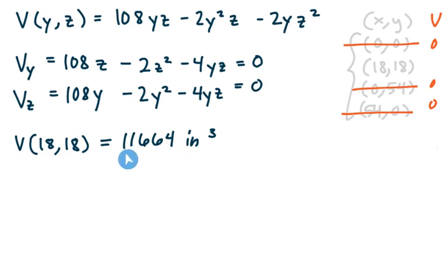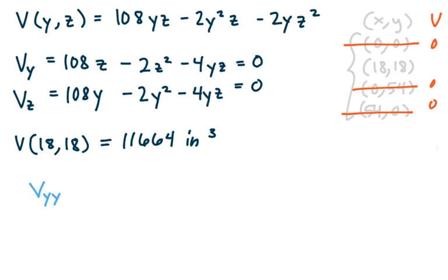Of course, whenever we do these maximizing and minimizing problems, we always have to show that it is a maximum or a minimum. So our last step here is to use our second derivative test for extrema to prove that this maximum volume, 11,664 inches cubed, is the maximum volume, and it occurs when the width and height are 18 inches each. So now to our last step.